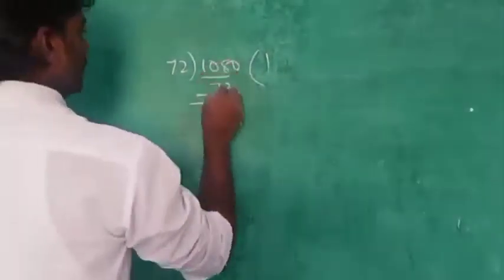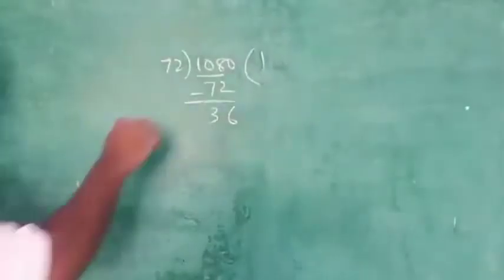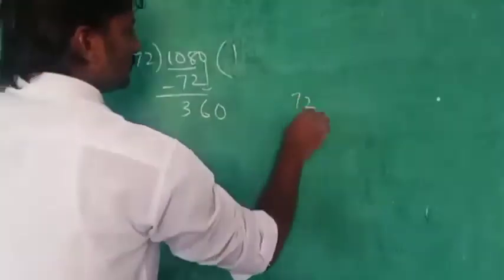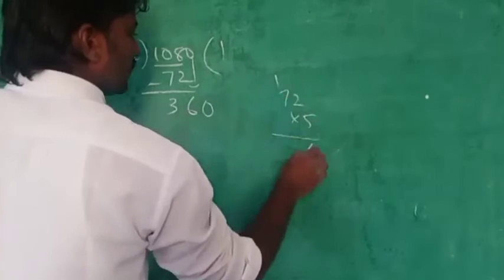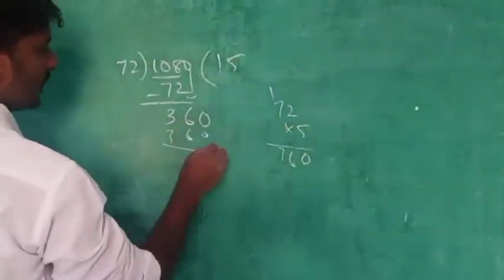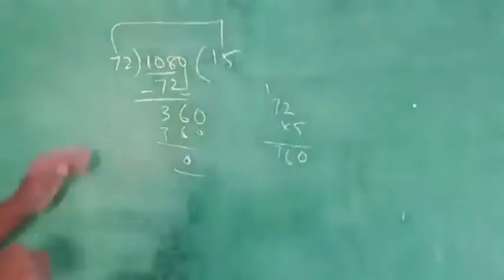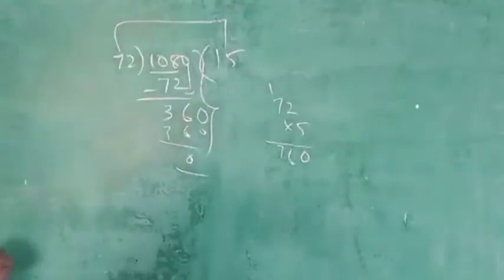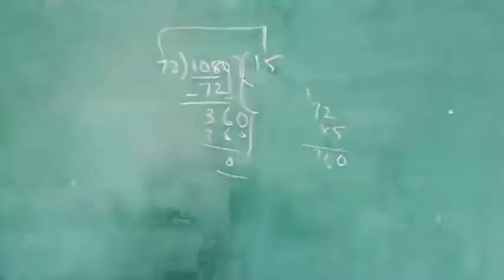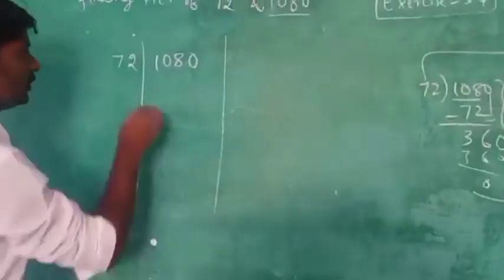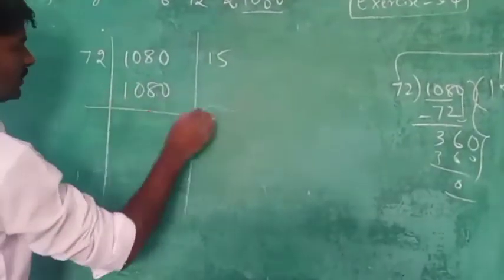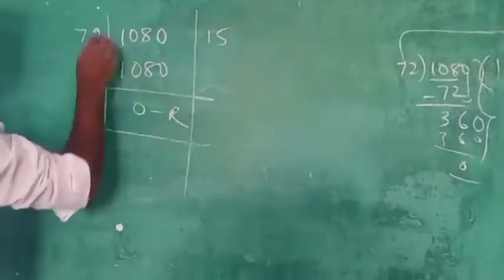And here 10 minus 7 is 3. Take 0 here. 72, 5 is a better. Yes. 5, 7 is 35, that's it. Means what I want to say is that here we should write this one. Don't do all these things in this HCF. 72 into 15 is 1080. Right? So come back. 72 into 15 is equal to 1080. So got remainder here. So this is the HCF.